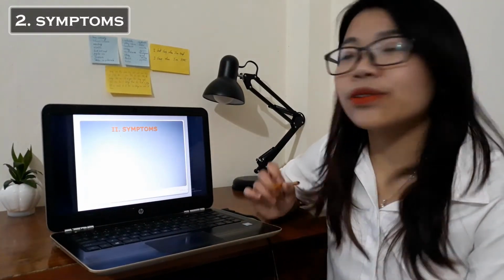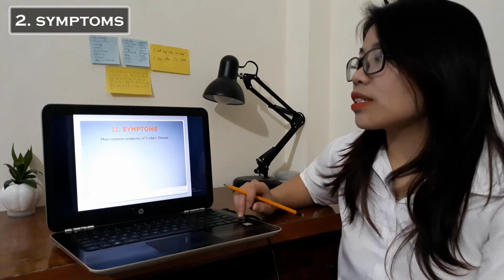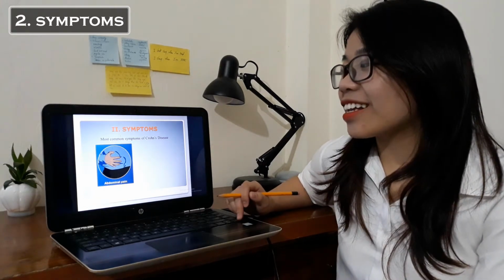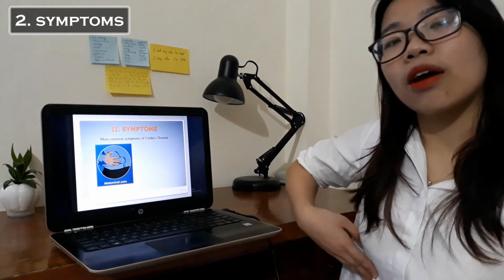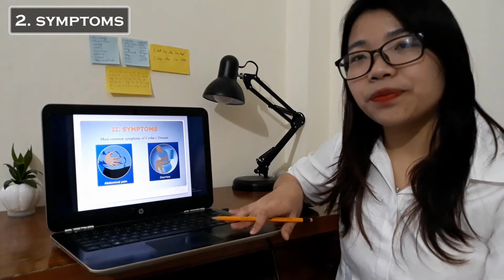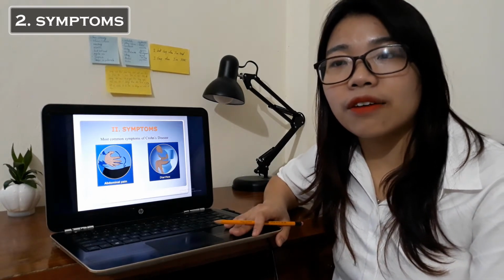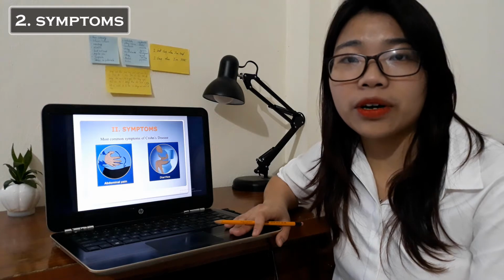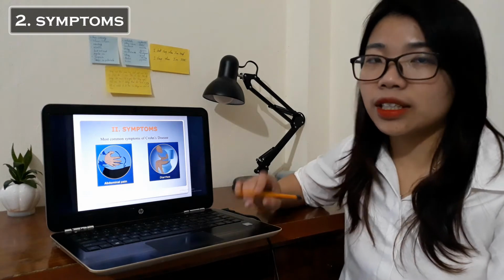Now let's move on to the next part, which is symptoms. The most common symptoms of Crohn's disease are abdominal pain. You will most likely get the pain in the right lower part of your abdomen. And diarrhea. It's because when you get Crohn's disease, the cells of your bowel have lost the ability to reabsorb water, and more water is excreted, which leads to diarrhea.